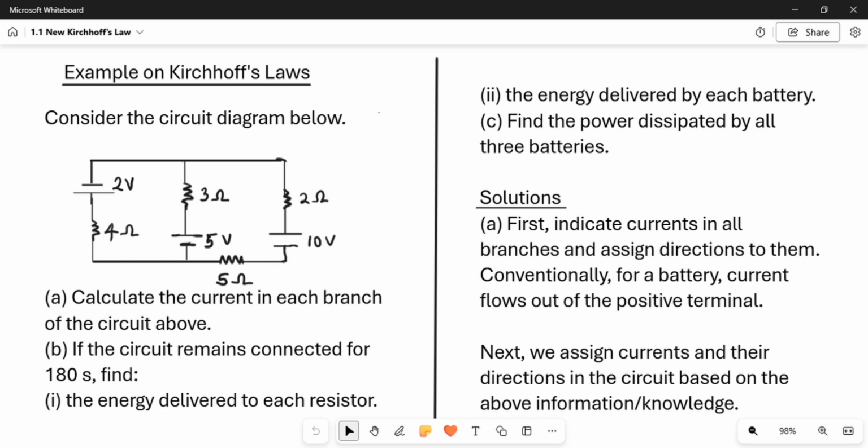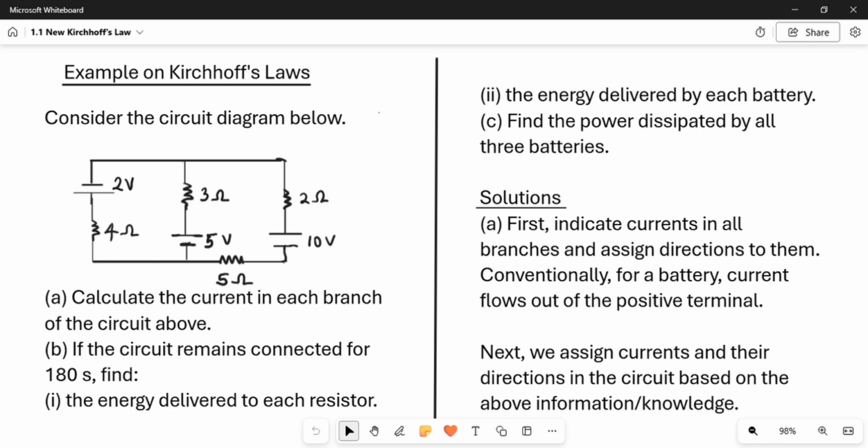there are no currents. Currents are not indicated in the diagram. Directions of current are not indicated in the diagram. But if you come across a problem of this nature, all you need to do is to assign the currents by yourself.